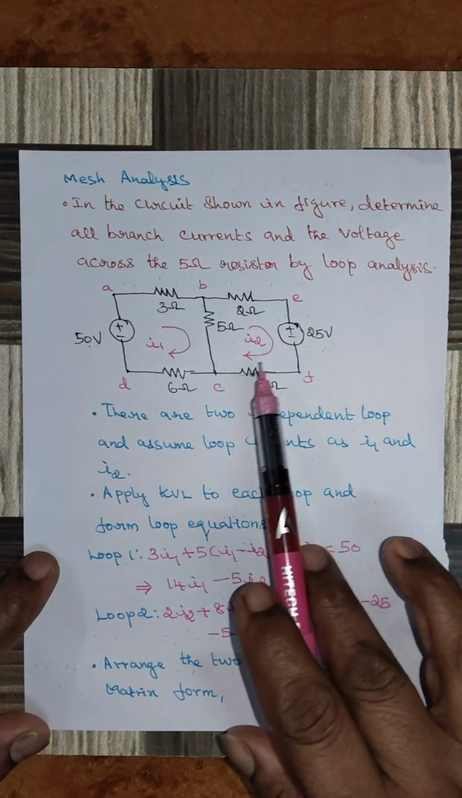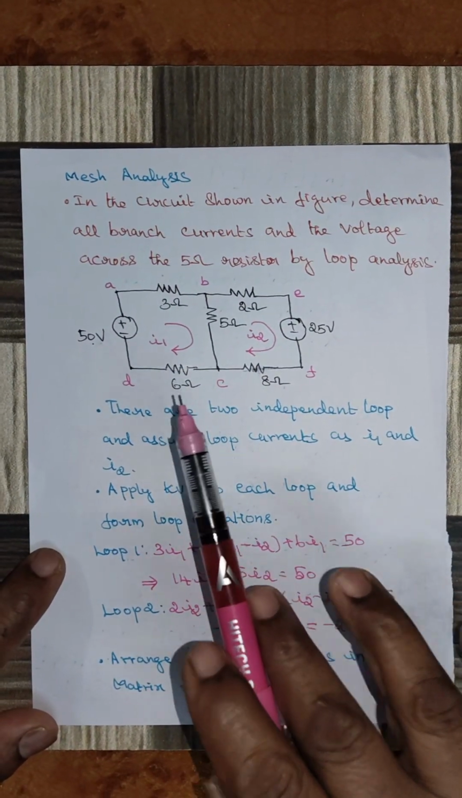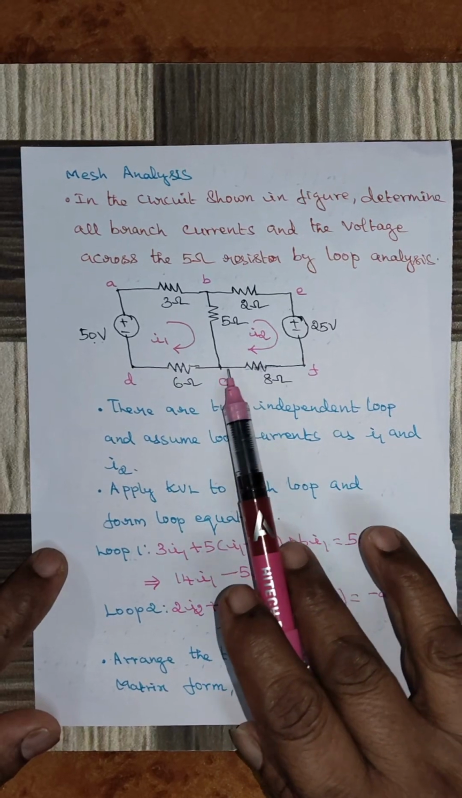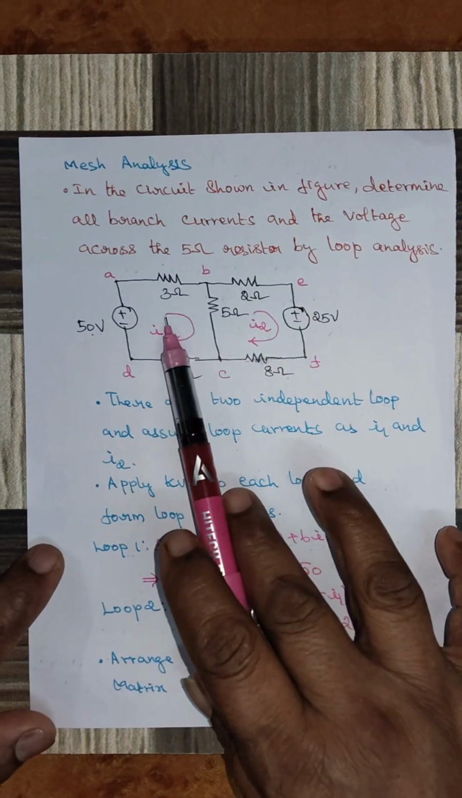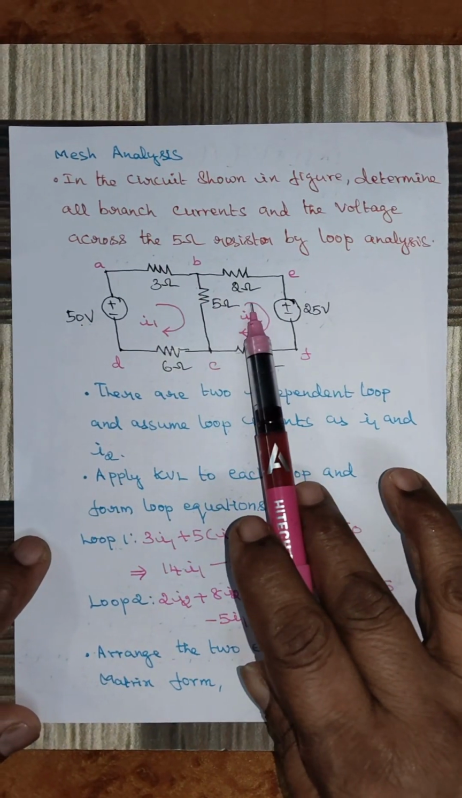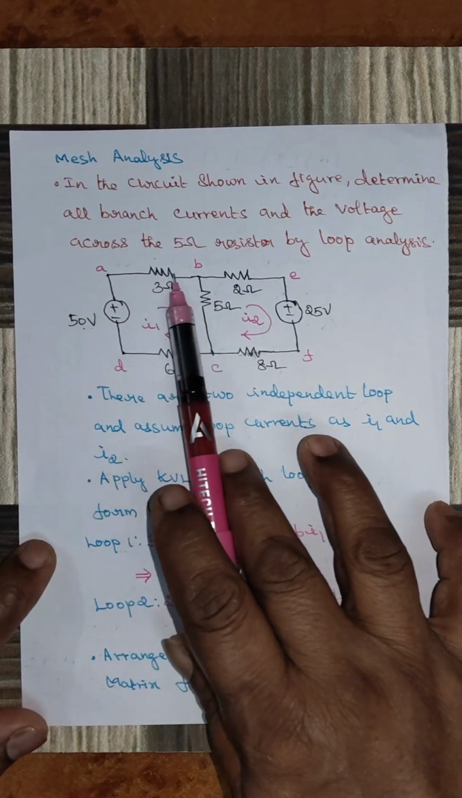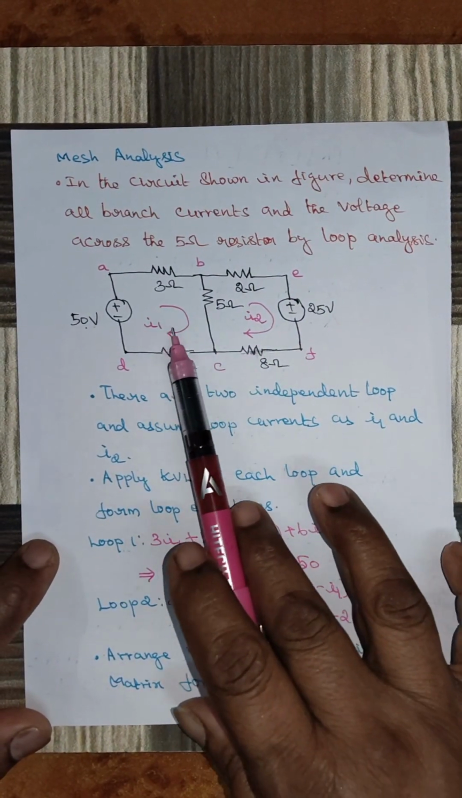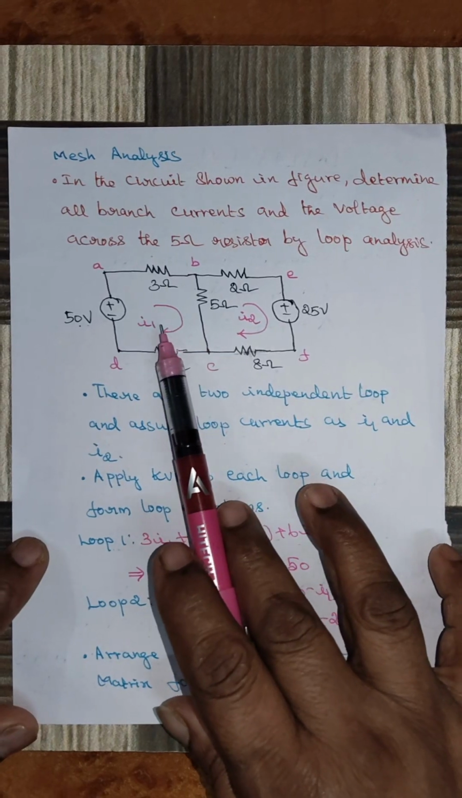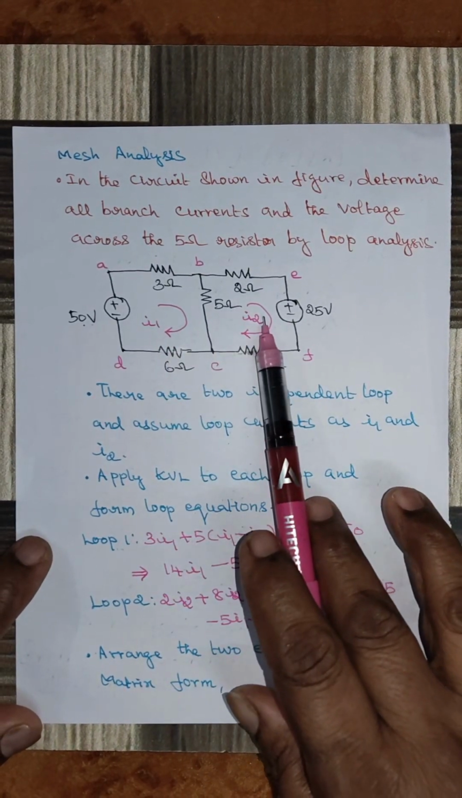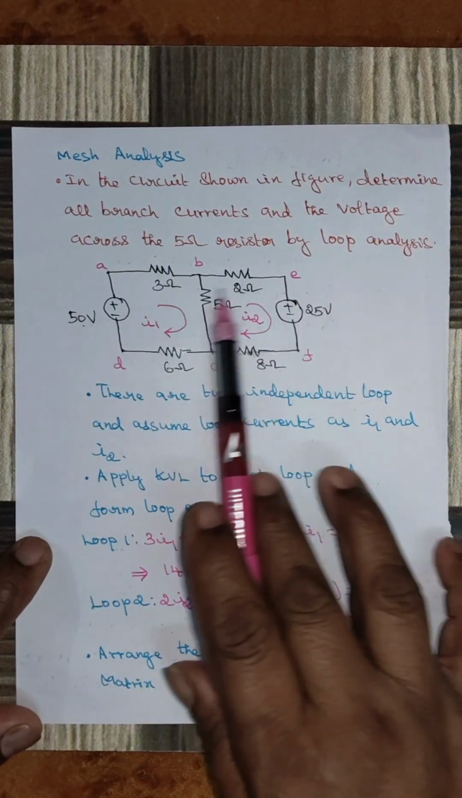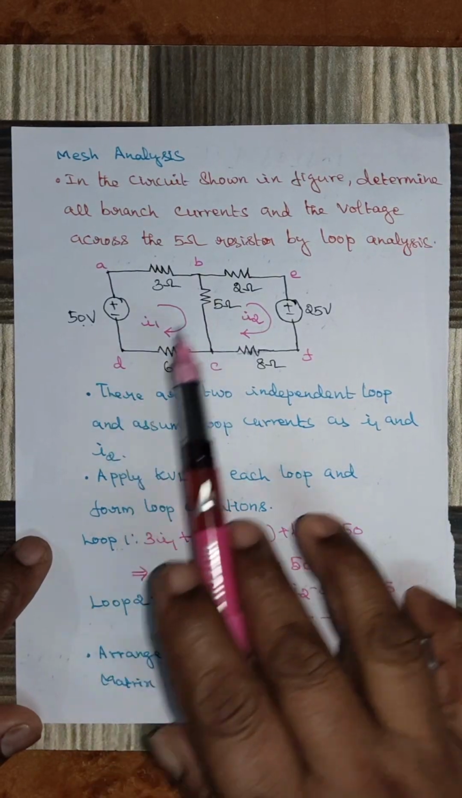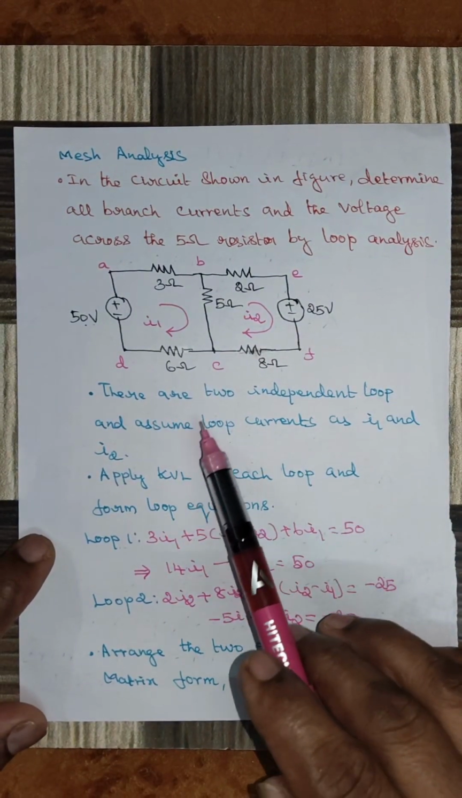So this is the given circuit. In the circuit, you can find there are two independent loops. This is one loop and this is another loop. First, we are naming the loops. So there are two independent loops, and assume that the two independent loop currents are I1 and I2, and the branches are named as A, B, C, D, E, F.